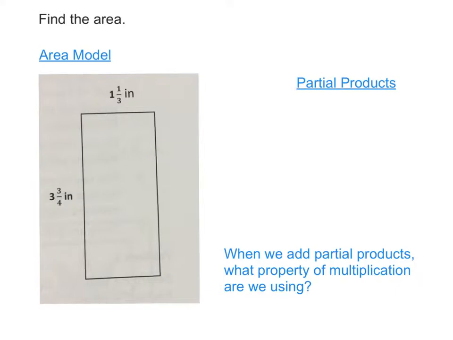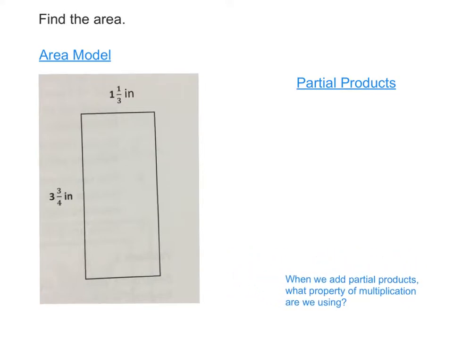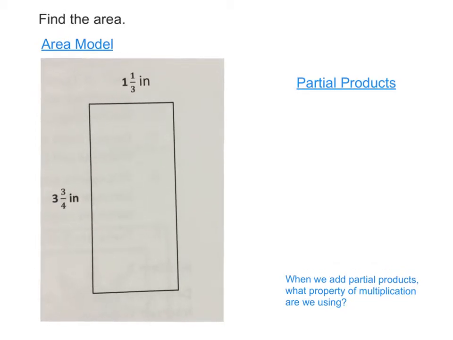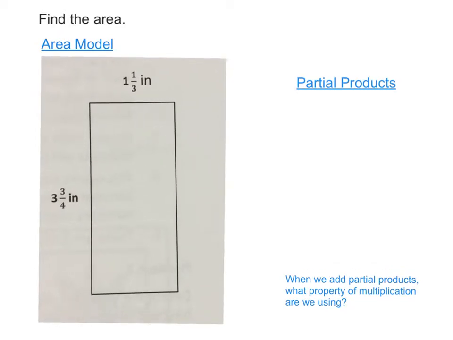In your notebook, go ahead and draw this rectangle that you see here. Okay, and we're going to find it using an area model. So you can draw a rectangle where the dimensions are 3 3/4 inches by 1 1/3 inch. When we're going to use an area model, let's split 1 1/3 into a whole number part and a fraction part. What would the whole number part be? 1. And what would the fraction part be? 1/3.